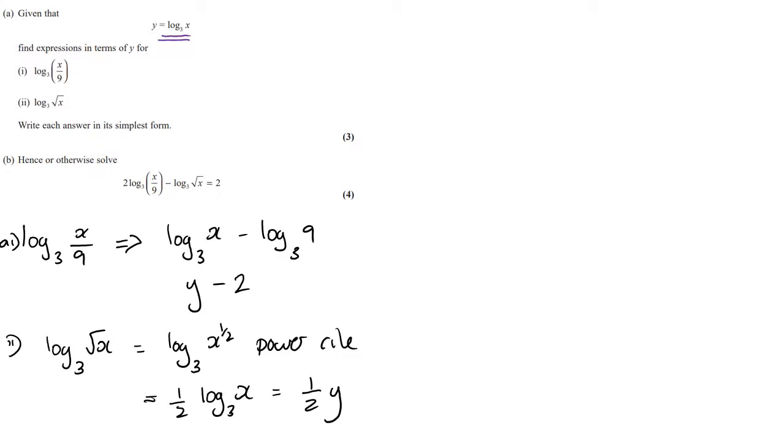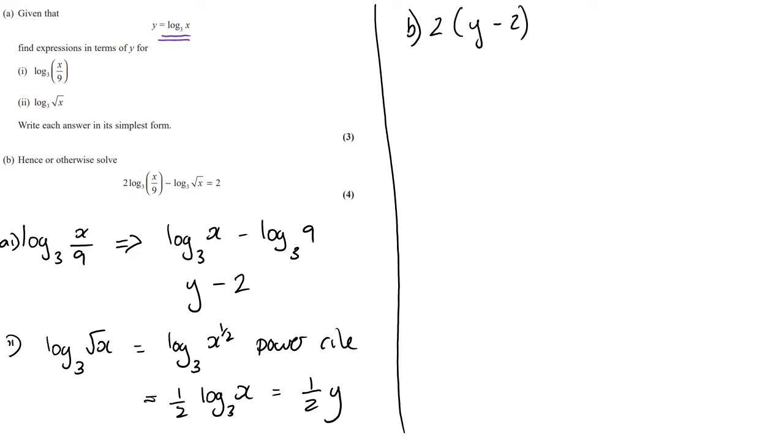Hence or otherwise solve that. I'm going to put a line down here to show part B. Instead of log to the base 3 of x over 9, we've already worked out what that looks like in terms of y. So that's going to be 2 times (y minus 2). And then we also have minus log to the base 3 of root x. Again, we've already worked that out. That is a half y, and that's now equal to 2.